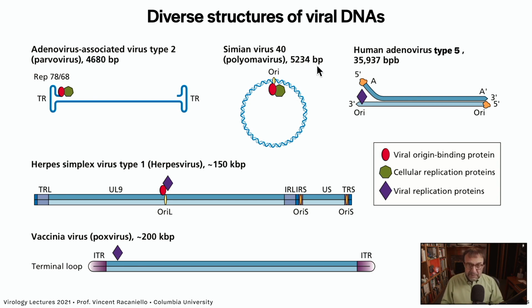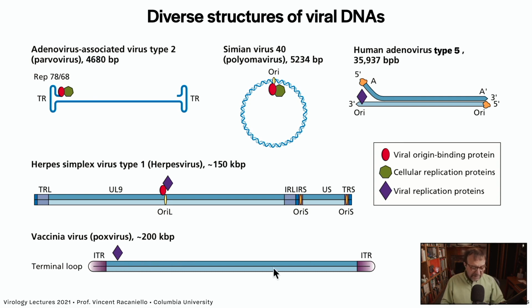SV40, 5.2 kbp of double-stranded circular DNA. Then we have adenovirus, which is 35,000. So here's what I mean. These two, 4.6 and 5.2, they only encode one protein, essentially, to get DNA synthesis started. And then we jump to human adenovirus, and it encodes its own polymerase and some other proteins too. Herpes simplex virus, double-stranded linear, and then vaccinia virus, 200,000 bases.